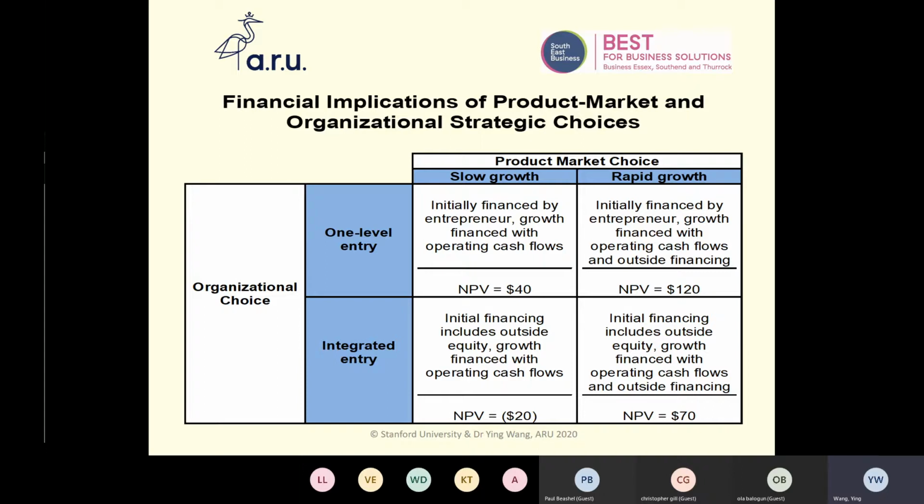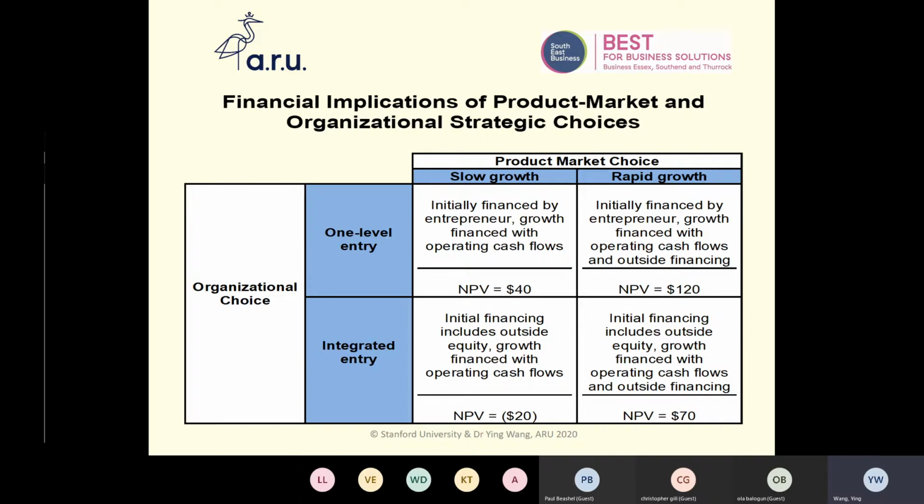So from this consideration, there's a matrix to consider. You consider organizational choice, one level entry or integrated. You consider product market choice, slow growth or rapid growth. The choice about the market will affect the finance, because if you choose rapid growth, you will seek more outside financing. And of course, organizational level: if you run at a one level entry or integrated, the integrated level will cost more in that regard because you need to seek more outside financing.